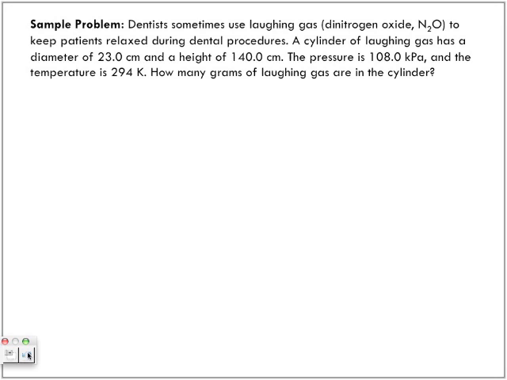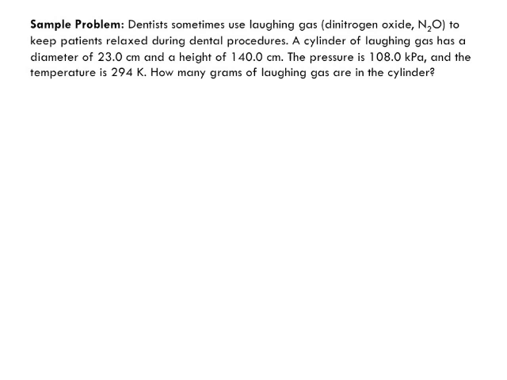Last sample problem. Dentists sometimes use laughing gas, dinitrogen oxide, N2O, to keep patients relaxed during dental procedures. A cylinder of laughing gas has a diameter of 23.0 centimeters and a height of 140.0 centimeters. The pressure is 108.0 kilopascals and the temperature is 294 Kelvin. How many grams of laughing gas are in the cylinder? Take a moment and try to identify all the different units to help us find the actual mass of our laughing gas.